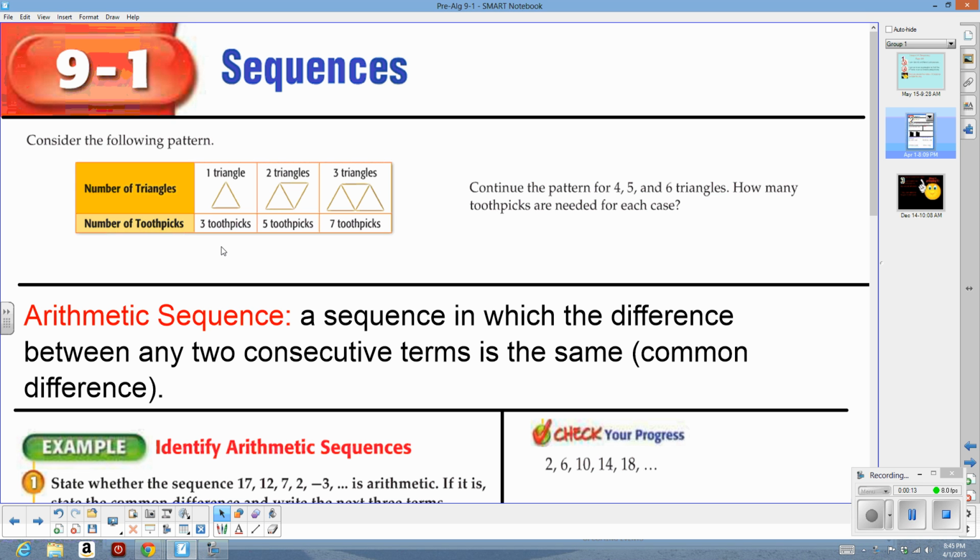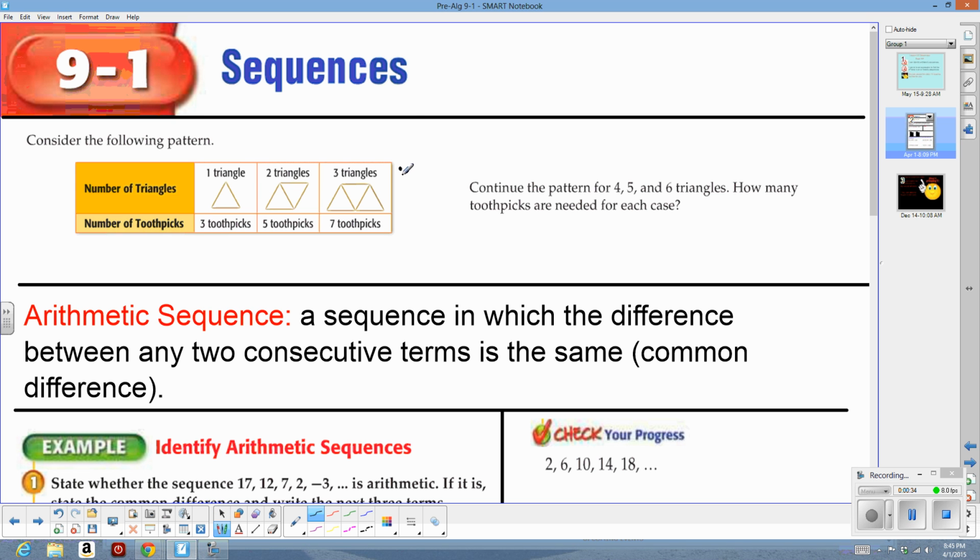Take a look at the following pattern. To make one triangle out of toothpicks, it takes 3 toothpicks. To make 2 triangles like this, it takes 5. And to make 3 triangles, it takes 7 toothpicks. Continue the pattern for 4, 5, and 6 triangles. How many toothpicks are needed for each case?